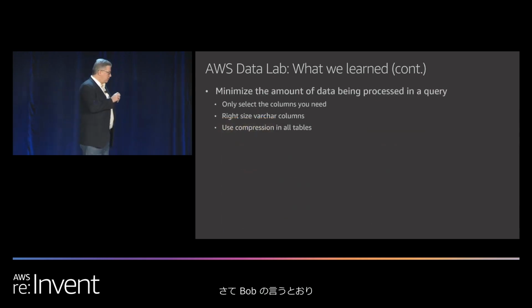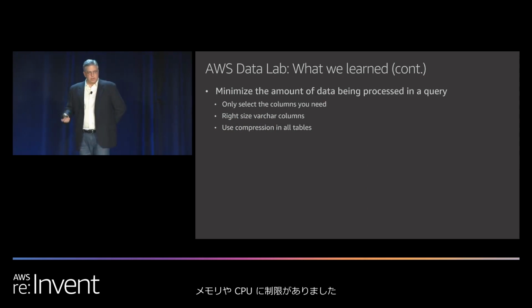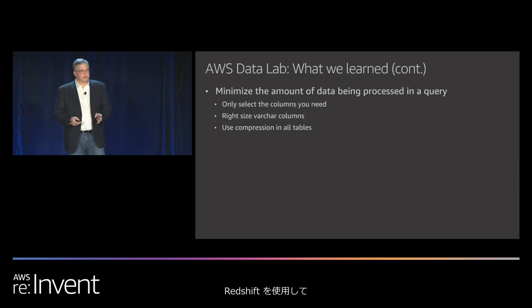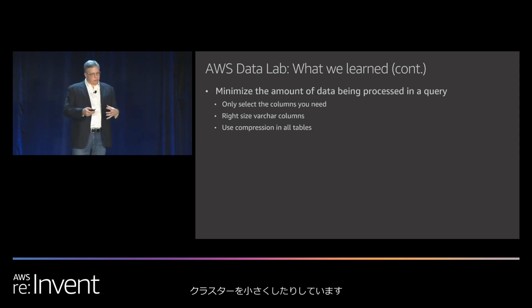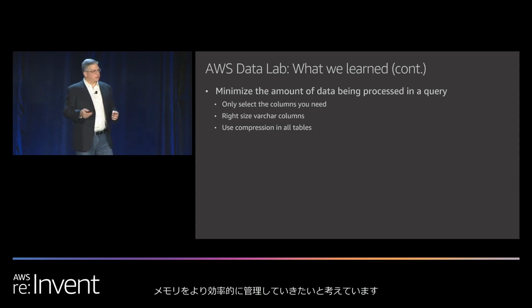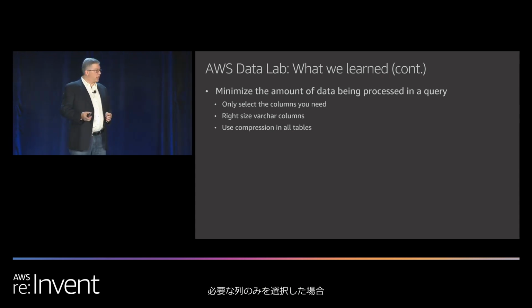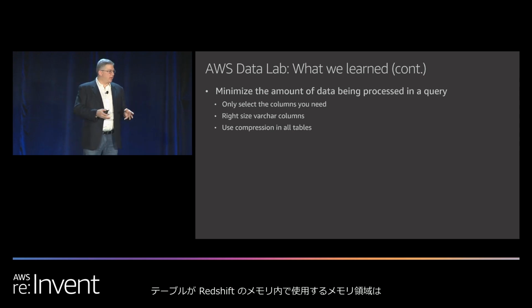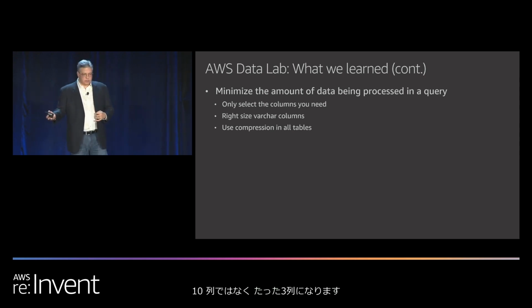Now, Rob mentioned earlier that before they separated storage and compute, they really weren't constrained on memory or on CPU. Now, as we've separated storage and compute, and we're working with a different model with Redshift, we're probably going to have smaller clusters, so we want to start to manage memory much more efficiently. If you only select the columns that you need, the memory space that table takes in Redshift's memory is only going to be 3 columns instead of 10 columns.